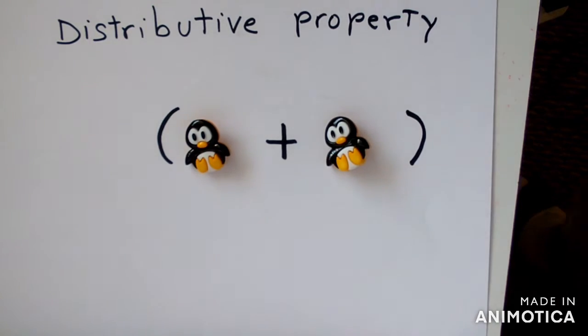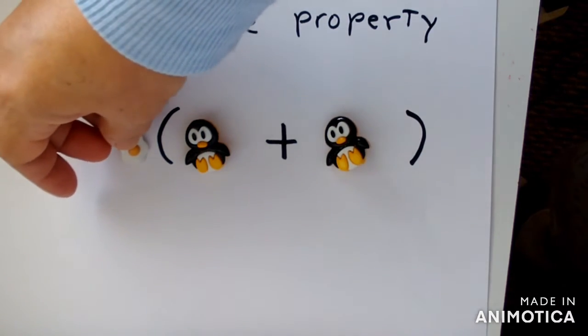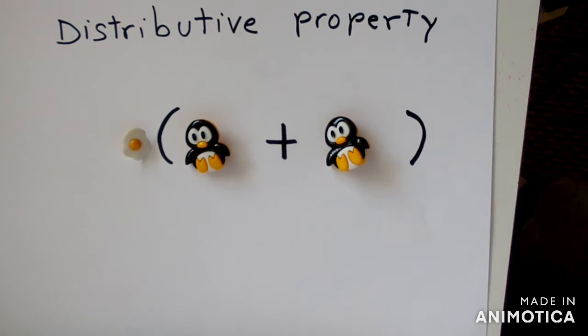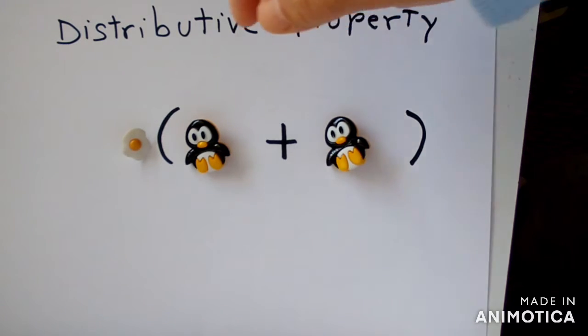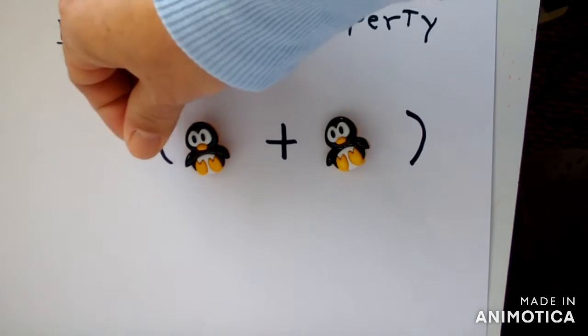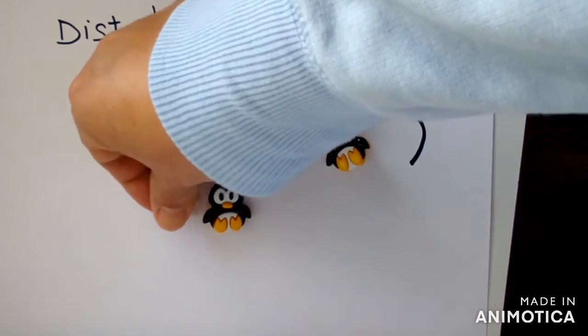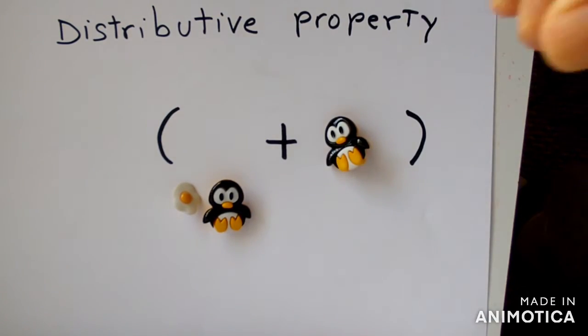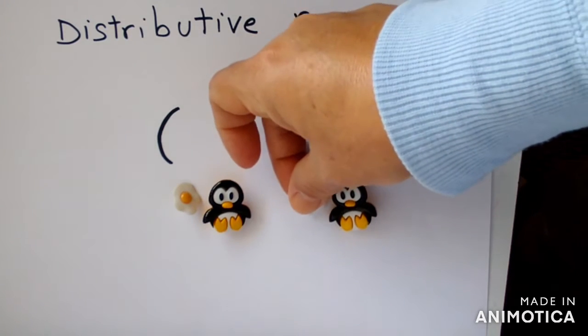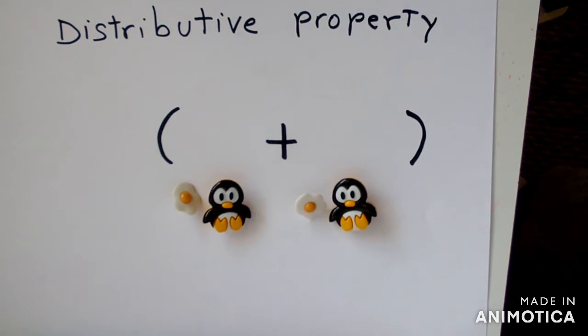Distributive property. So if I want to distribute an egg to each penguin, I'm going to distribute 1 egg for 1 penguin, 1 egg for the other penguin. You are distributing. Distributive property.